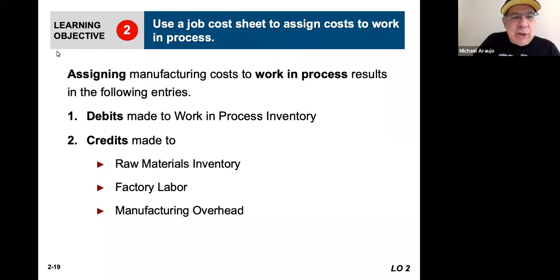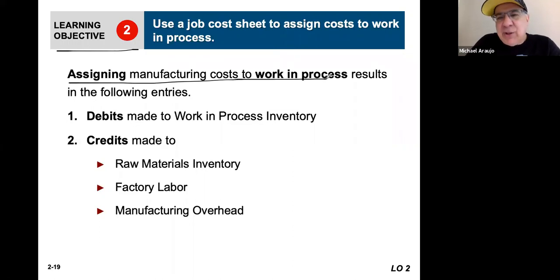And here we go. So learning objective 2 picks up where learning objective 1 just ended. We have to assign those costs to the work that's being done, okay? And so the next step is to start moving money out of the raw material accounts and factory labor accounts and manufacturing overhead accounts and moving those over to the work in process inventory. And that's what we're going to be focused on in learning objective 2 and learning objective 3.